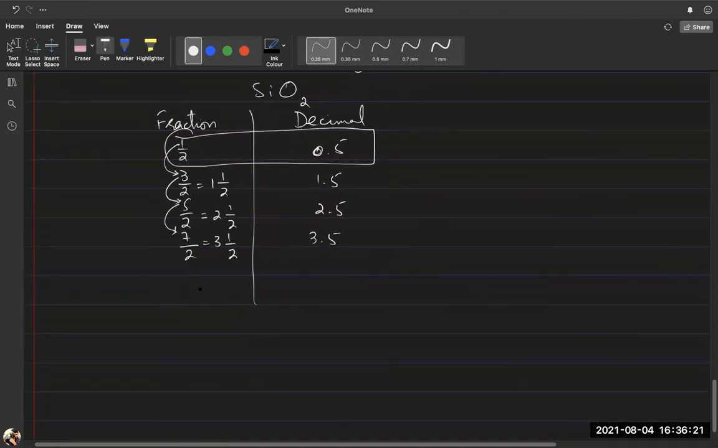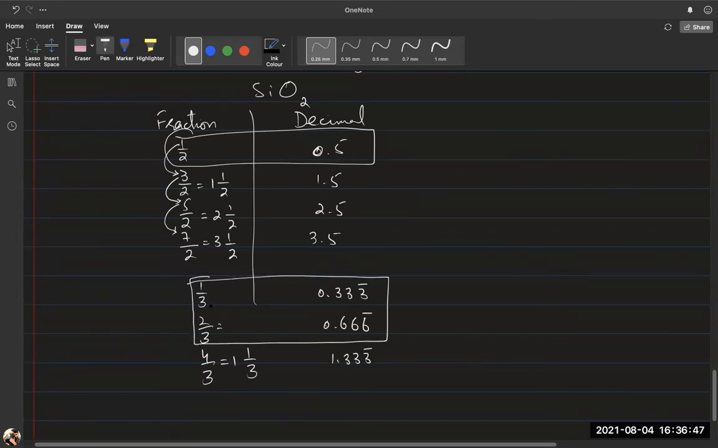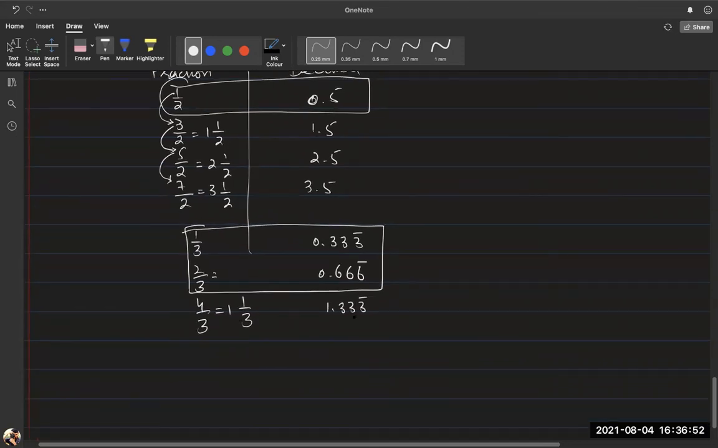Similarly, let's do it for 1/3. So 1 by 3 is 0.333 and the 3s go on. If I have 2 by 3, then that is simply 0.666 going on, or 0.667. Similarly, if I have 4 by 3, then that is 1 whole 1 by 3, so that's going to be 1.333. How am I doing that? I just need to remember what 1 by 3 is and what 2 by 3 is. So if it is 1 whole 1 by 3, it is 1.33.